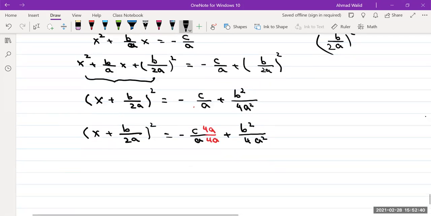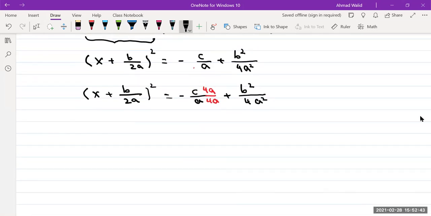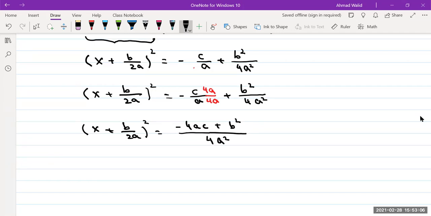Now you see denominators are the same. I can write it as one fraction. Then x plus b over 2a, all squared, equals negative 4ac, if I write it in a nice way, right? Over, plus b squared over 4a squared.